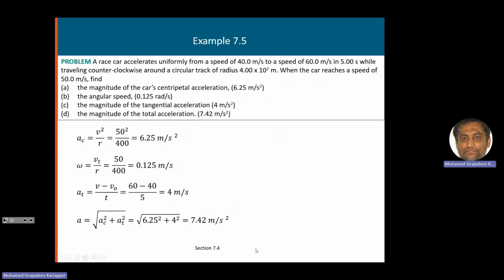Now we are ready to do a question with whatever we learned. The example problem is this: a race car accelerates from a starting speed of 40 meters per second to 60 meters per second in 5 seconds while traveling in a circular path.